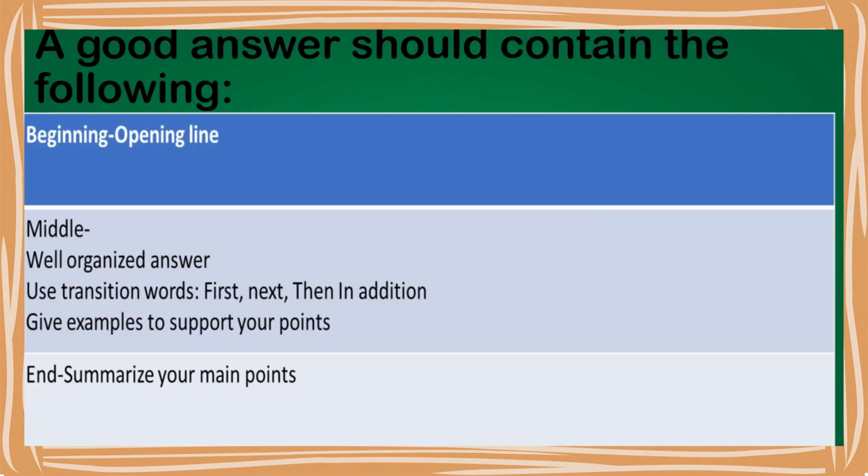So a good answer should contain the following: a beginning or an opening line, a middle, which is well organized, transition words such as first, next, then, in addition, and you can also give examples to support your points. A good answer should also have an ending where you summarize your main points. Okay? So I trust that these tips can be helpful going forward so that you can gain maximum points on your comprehension tests.